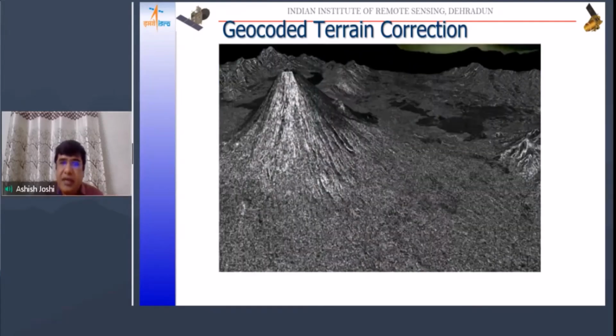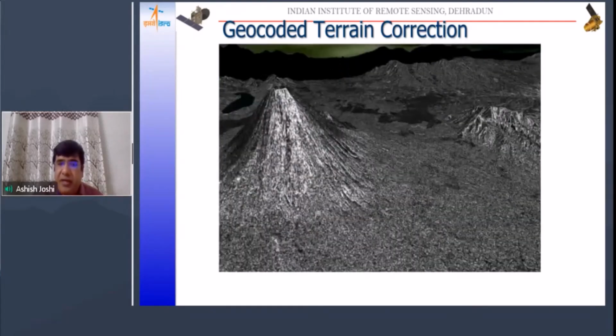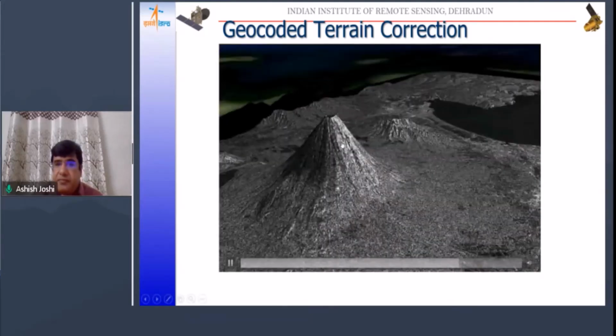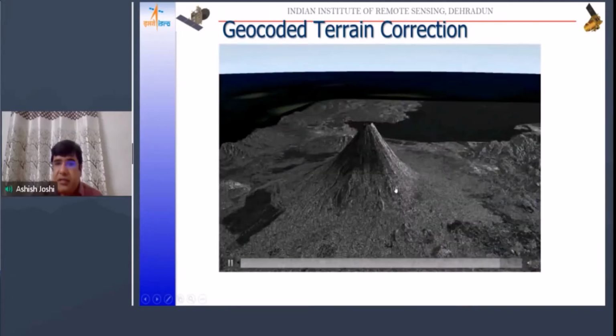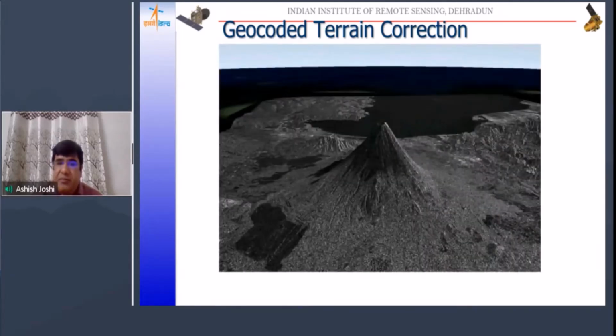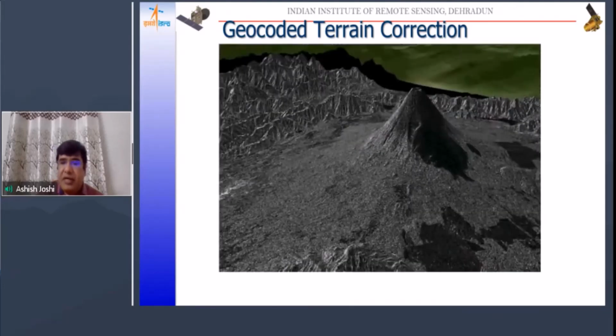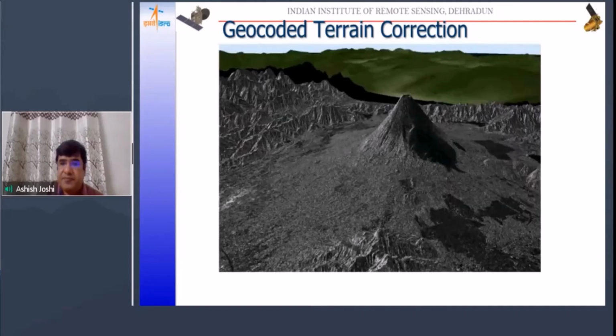So this is the video of the geocoded terrain correction of that image. Here you can see everything is done properly using the DEM. So you can see it as a real image type of thing after wrapping over the DEM. This is a SAR image.